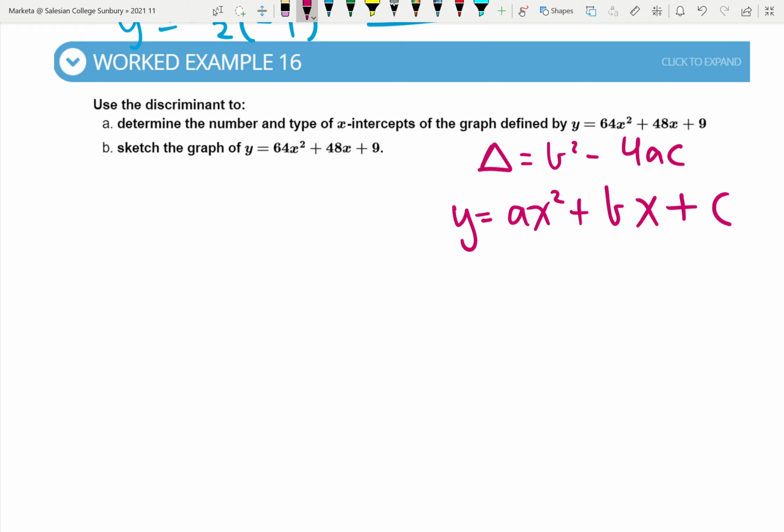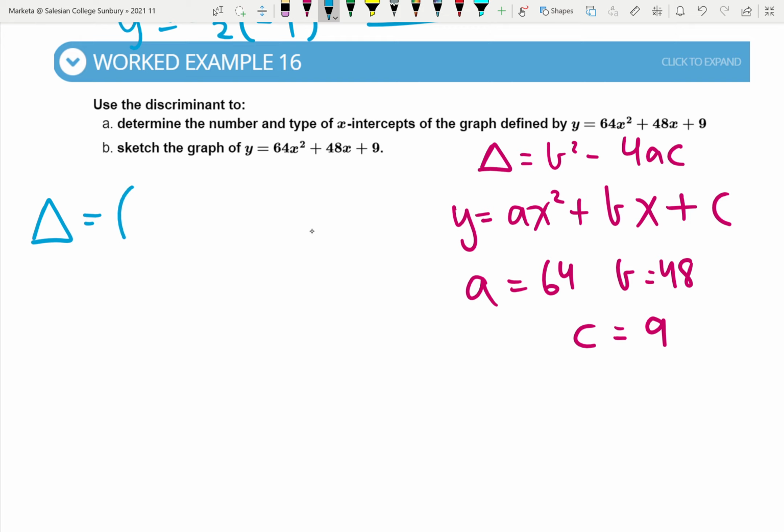And this has quite big numbers there, which is a little bit annoying. A equals 64, B equals 48, and C equals 9. So we can sub it into the discriminant, but it's not very nice. We're going to have big values. I might have to do that on my CAS. So B is 48, so 48 squared minus 4 times A, which is 64, times C, which is 9. So look, I will do that on my calculator.